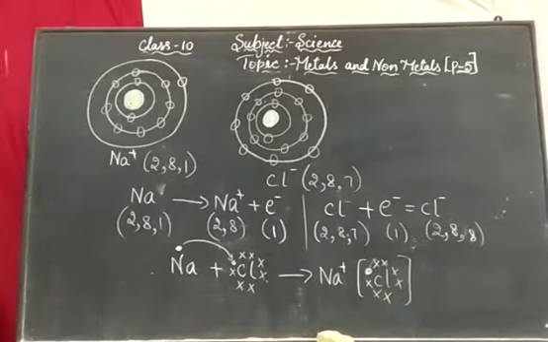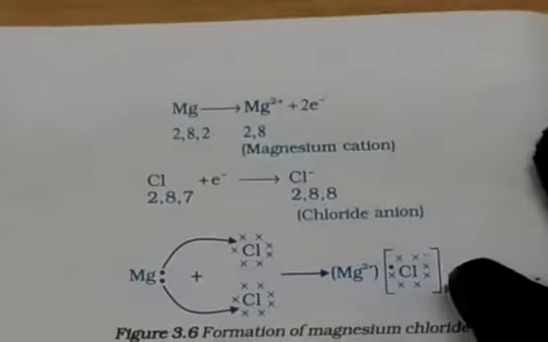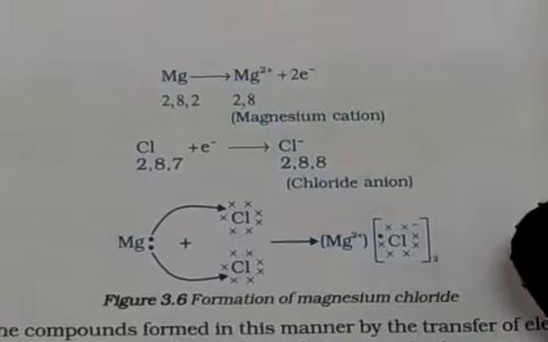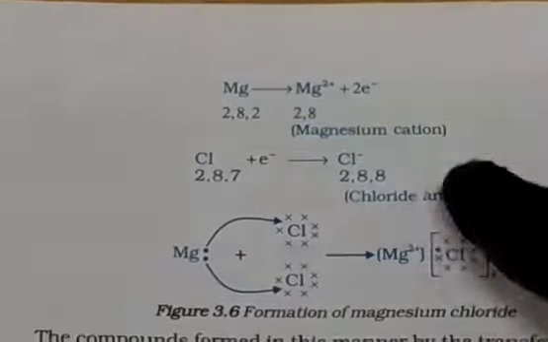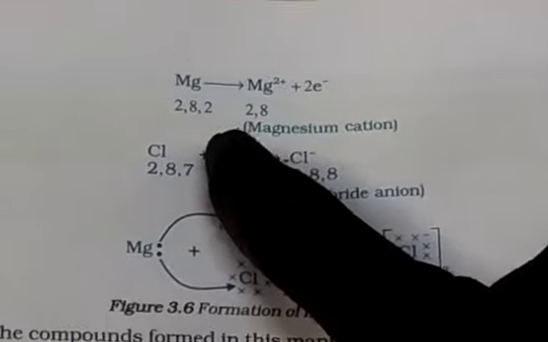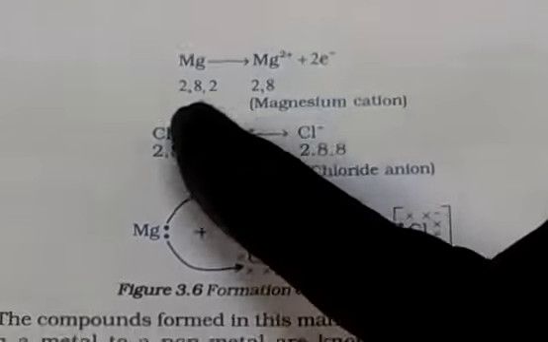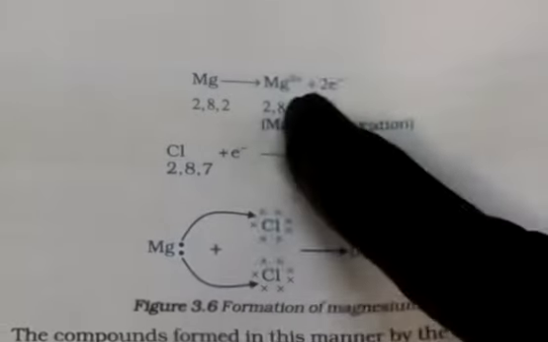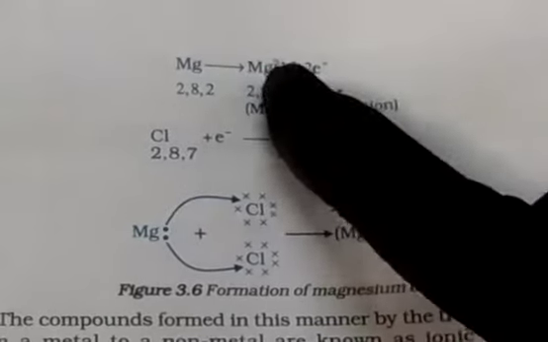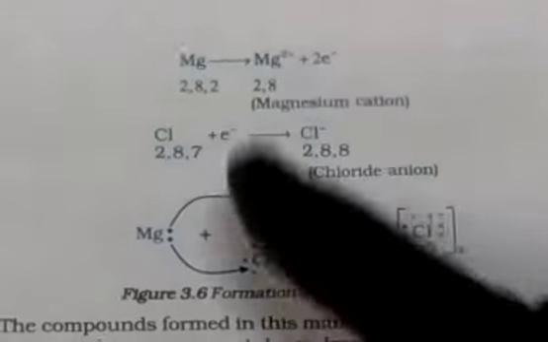We'll go to a further example. As you can see here, the next example I have taken is magnesium chloride. Magnesium has the electronic configuration 2, 8, 2. So 2 are extra in magnesium. So it is Mg2+, and why 2+? Because it is giving out 2 electrons. So it will become 2+ here.